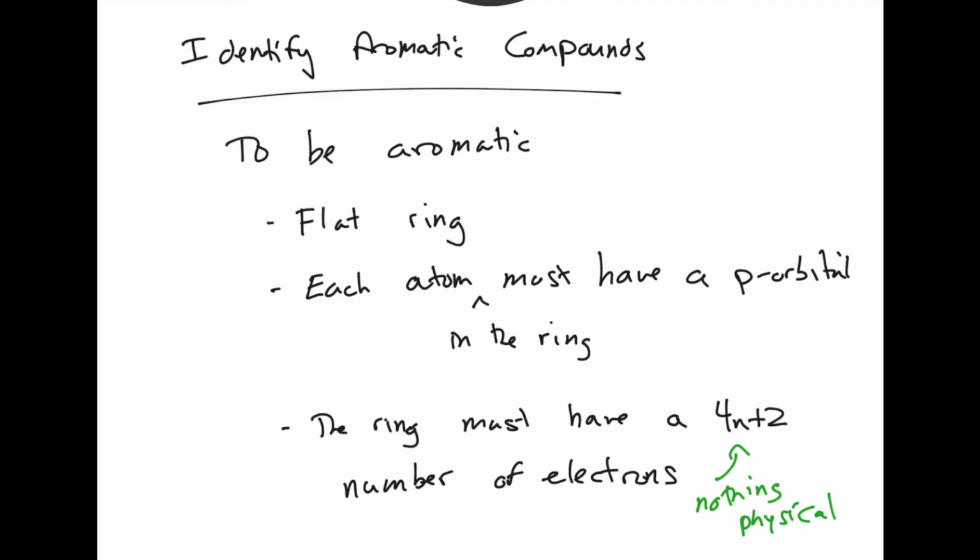The question was, so we could determine 4n plus 2 without seeing the structure? I could say I have a compound that is a flat ring, every atom has a p orbital, and it has 38 electrons. Is it aromatic? All you have to do is figure out, is 38 a 4n plus 2 number of electrons? It is. So it doesn't matter what the structure is. If I tell you flat ring, everything has a p orbital, and give you a number of electrons, you can figure out if that number of electrons is 4n plus 2.